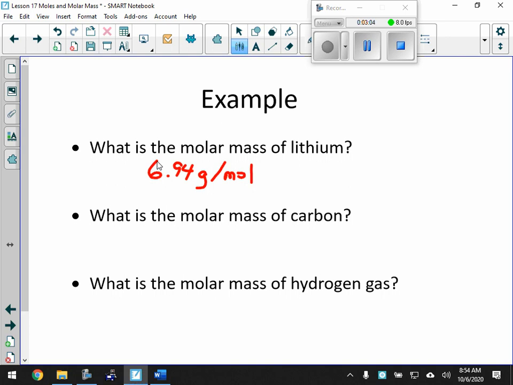So if I took lithium atoms and I put them on a scale and I gathered up 6.02 times 10 to the 23 lithium atoms, and I put them on a scale, so I count them out, okay? If you're really bad in this class, I make you do that.